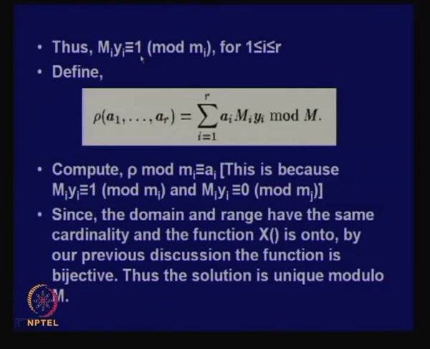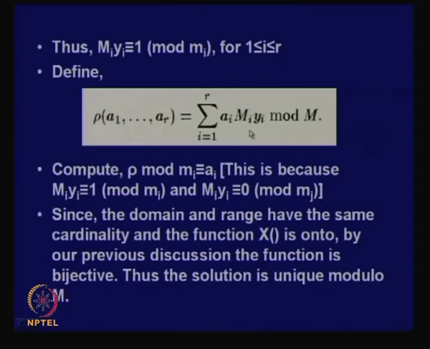It is actually equal to 0, because mj will divide mi. Do you understand this? That is, if I take Mi yi and I take mod of mj, where j is not equal to i, then this value will be equal to 0, because mj will divide Mi. So, as I told you, this is a constructive proof. Therefore, this solution will be equal to sigma ai Mi yi.